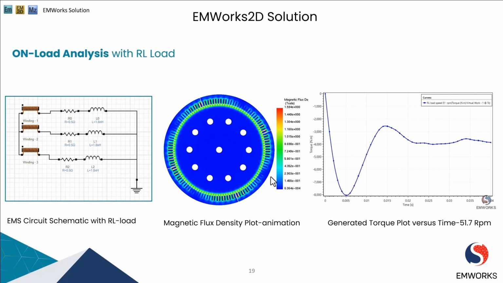Next, similarly we simulate the machine with RL load. As you can see here, we have connected 0.5 ohms and 1.8 nanohenry of inductor and resistor. The plot center involves a dynamic graphical representation that displays changes in the magnetic flux density. Magnetic flux density represents the amount of magnetic flux linkage within a given area, and on the right hand side we have the plot which depicts the torque generated by the system as a function of time, especially at a rotational speed of 51.7 rpm.